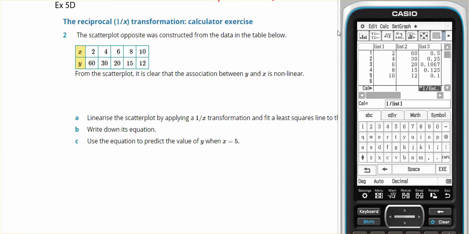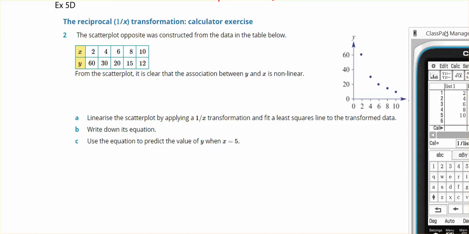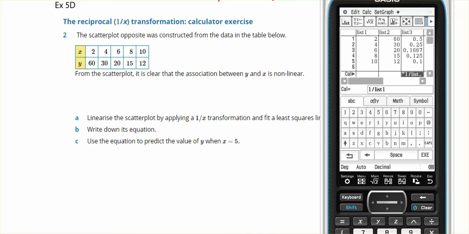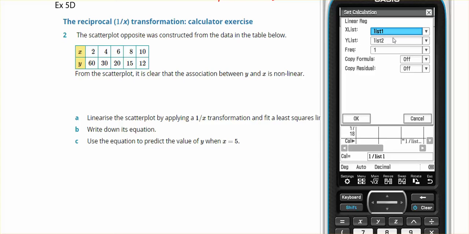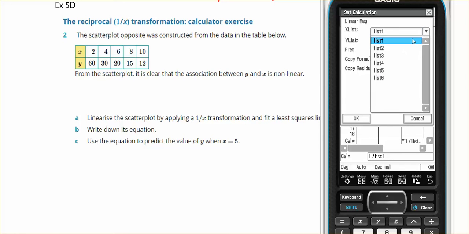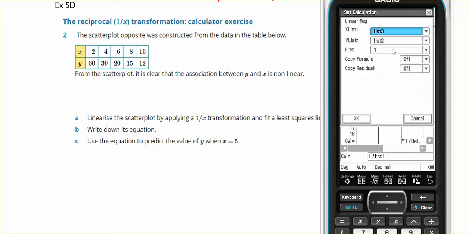Now we're going to transform the data into a least squares regression line. So I'm going to go calculator, linear regression. Now it's really important you choose the right list, because our new x is list 3, not list 1 anymore. Our y stays the same. I'm going to go OK.